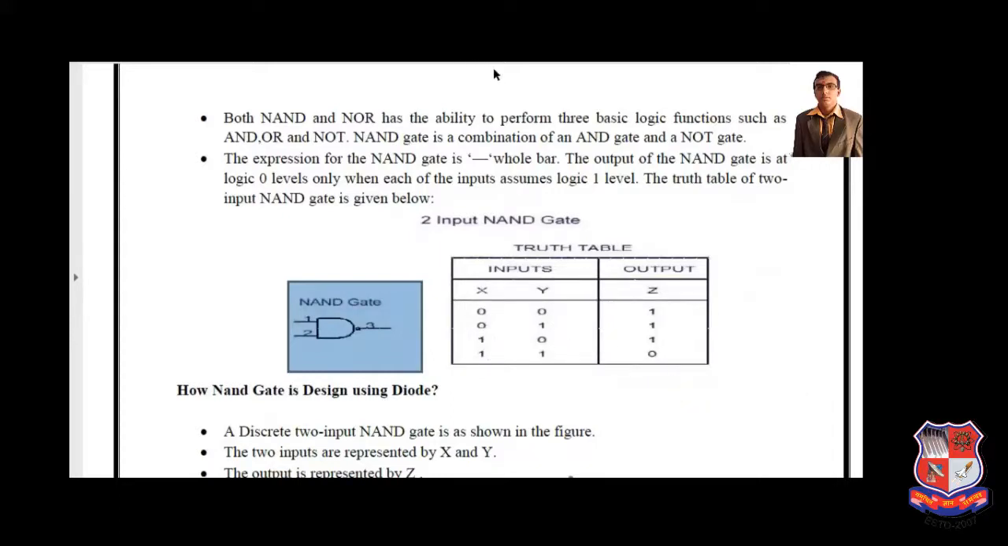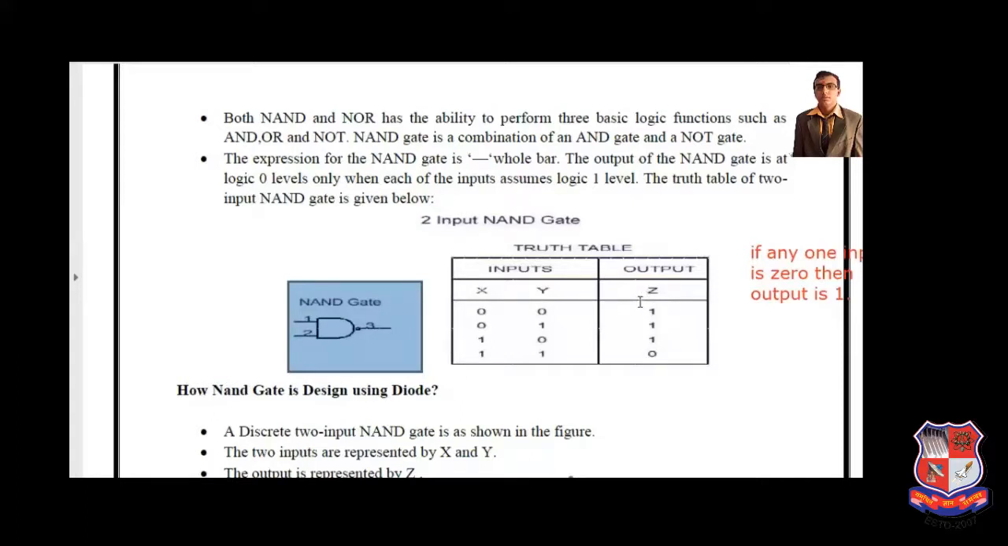Then what is the meaning of this particular thing? I will explain in one statement. If any one input is 0, then output is 1. It is known as NAND gate. So it is the fundamental concept of NAND gate.